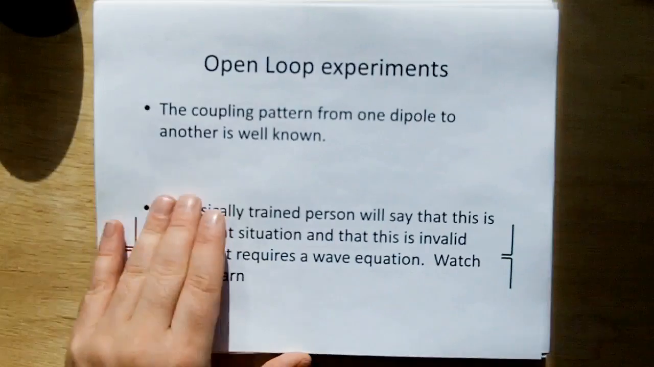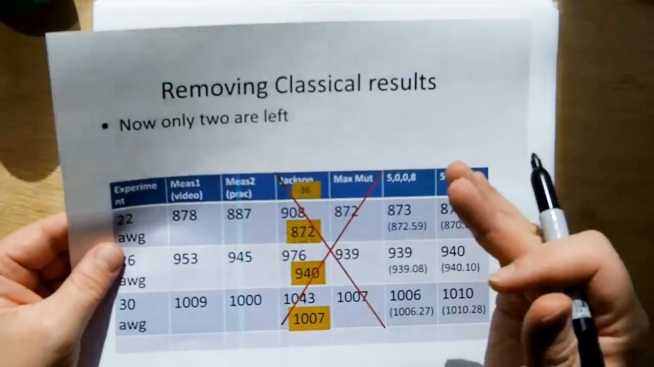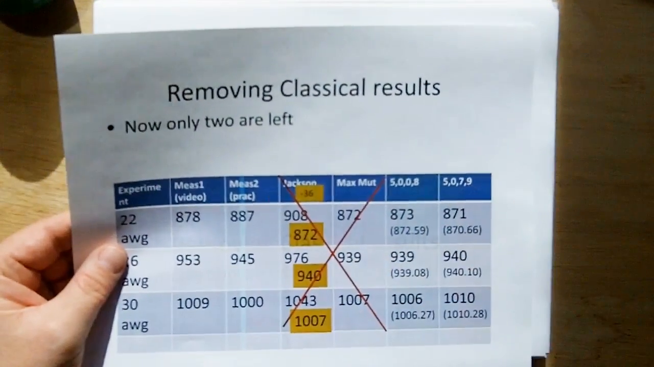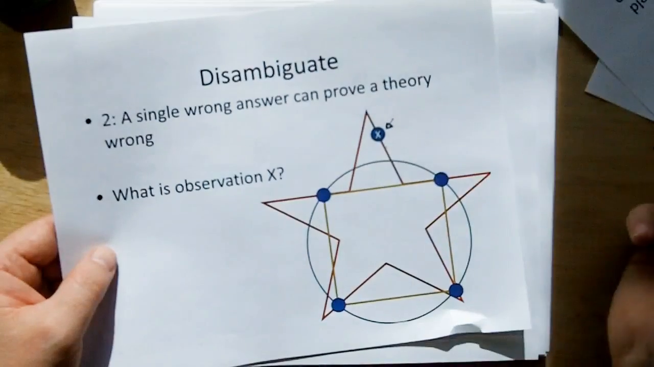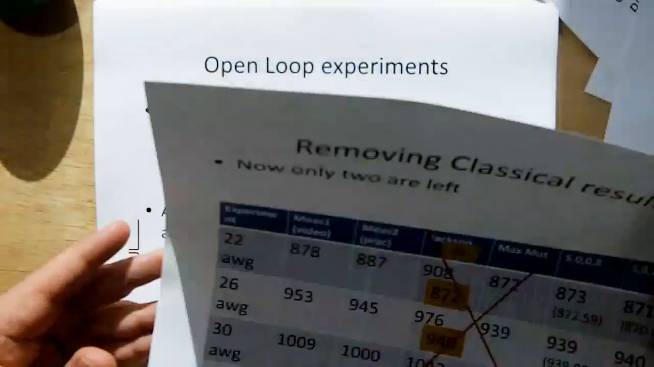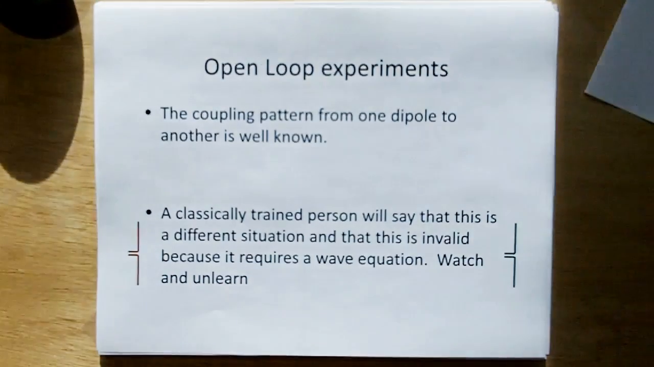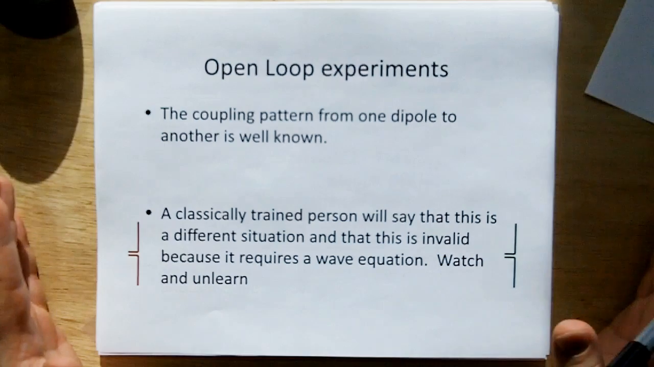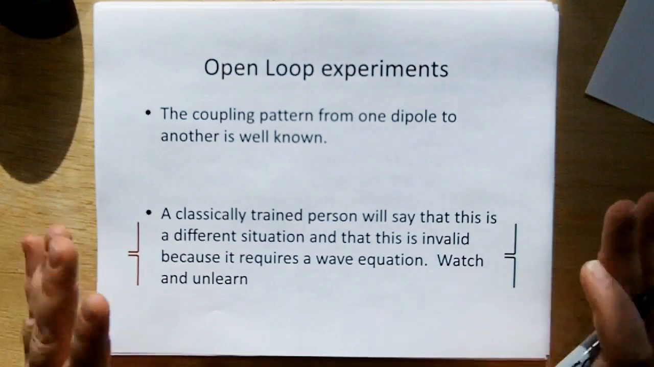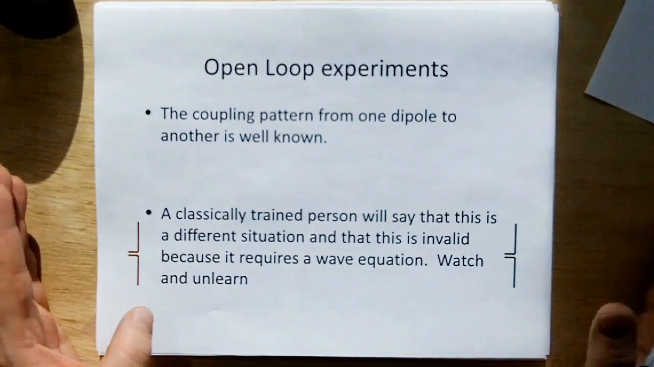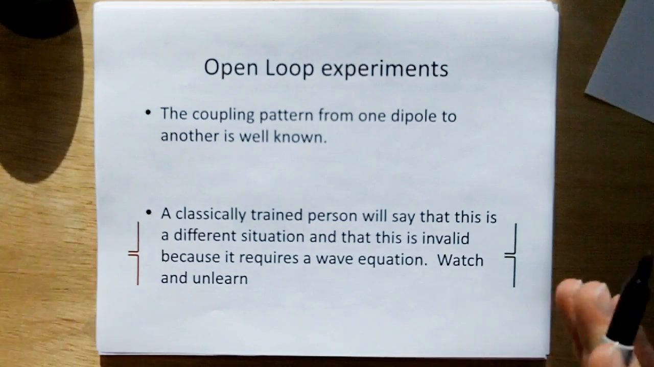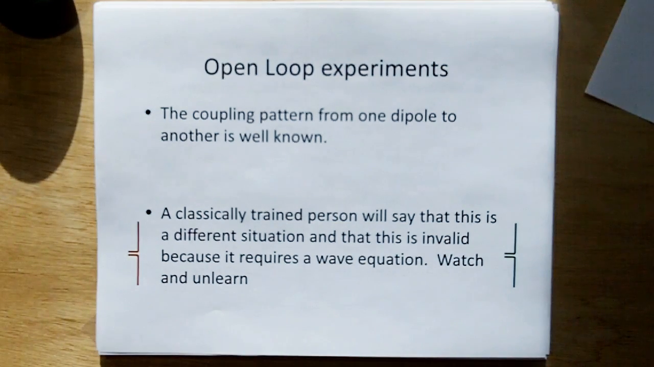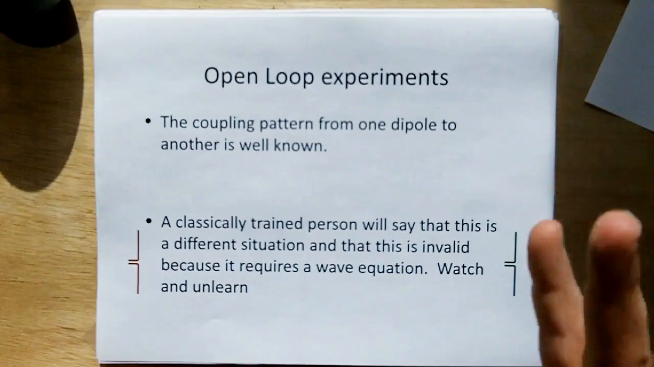So now, because these all work for closed loop, we need to find that observation X. Okay, this observation here is going to be an open loop experiment. And the experiment we're going to do is a coupling pattern from one dipole antenna to another. These results are well known. I don't have to run the experiments. They're all over the internet. And so a classically trained person will say, well, wait a minute, hold on. This situation is different because this requires a wave equation. Well, I want you to watch and unlearn.